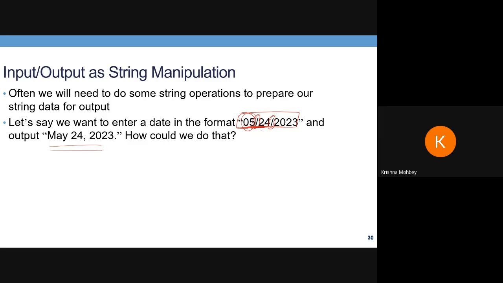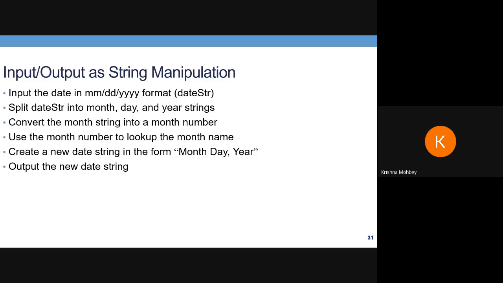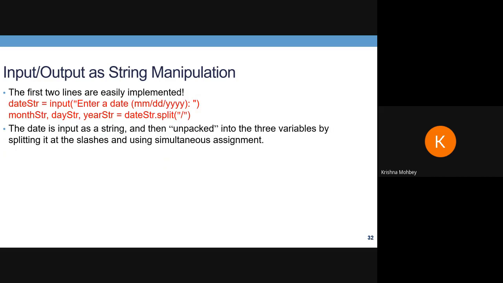So what we have to do is bifurcate or extract the content from this one. From the date we have passed, we will extract first this 05, then this and this, three things based on this slash operator. See the example. Input the date in MM/DD/YYYY, or any format we can take here. Then split this date into month, day, and year. So we will split it into three values. For this splitting we require one character, so we have this character. Then convert the month string into a month number, as we have converted earlier for the months. Use the month number to look up the table, and based on that we create a new string in this form.